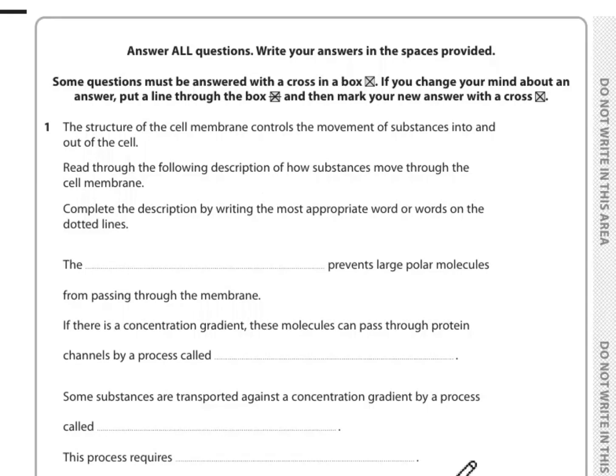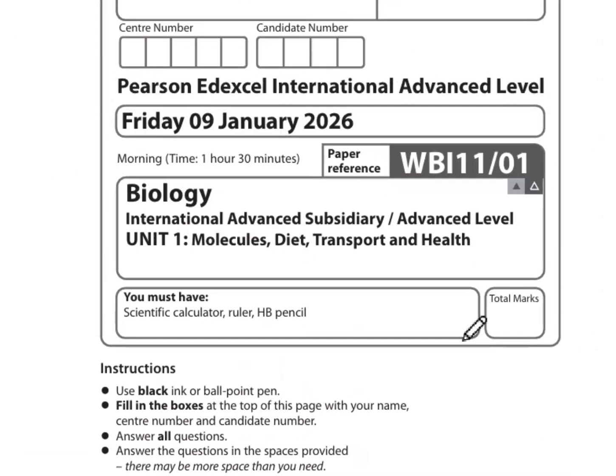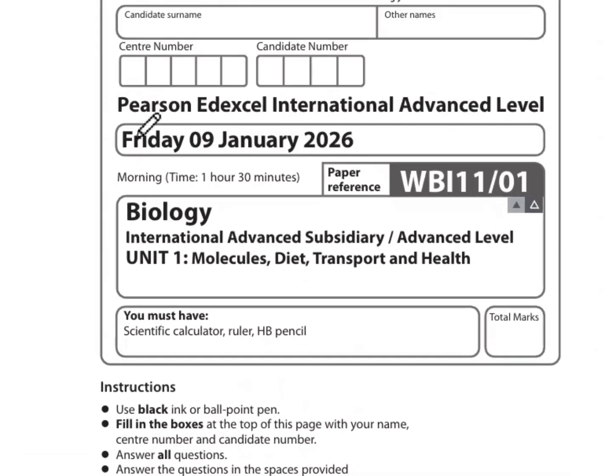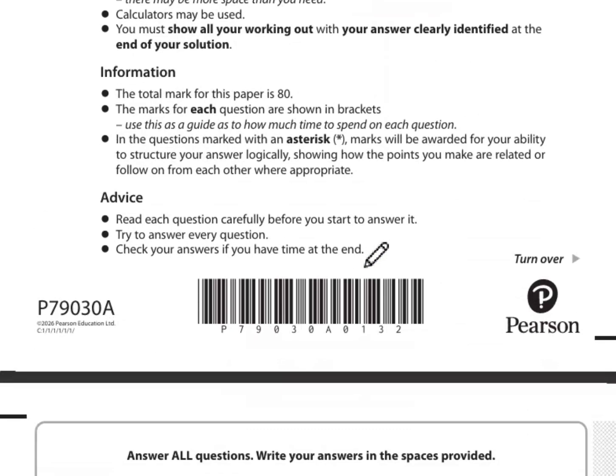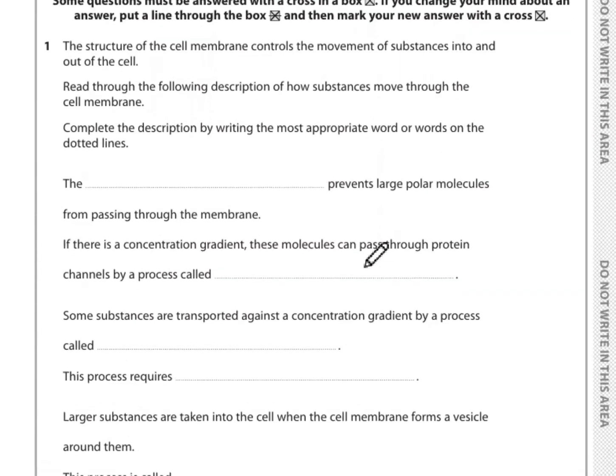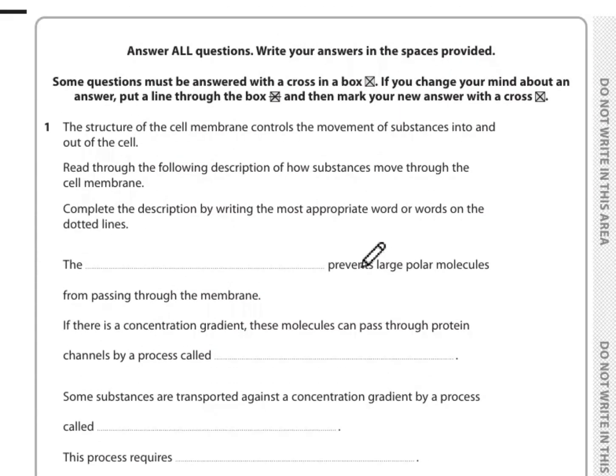So today we are going to solve the Unit 1 question paper of January 2026. Unit 1: Molecules, Diet, Transport and Health. Okay, so let's get started. This is question number 1. We can see the question is about cell membrane. Okay, let's start.